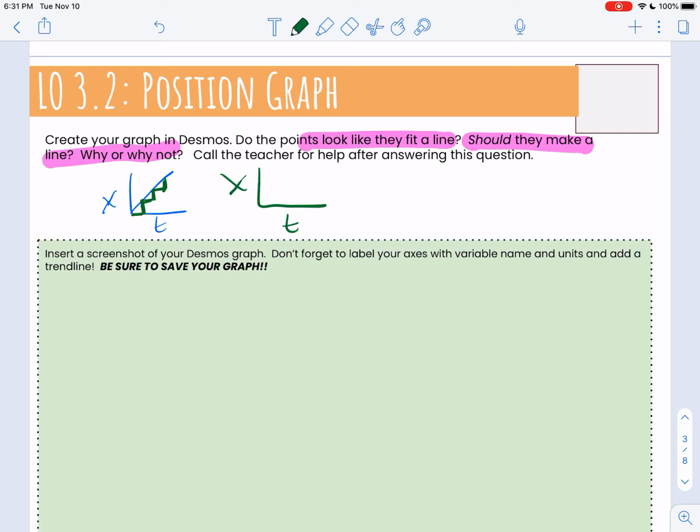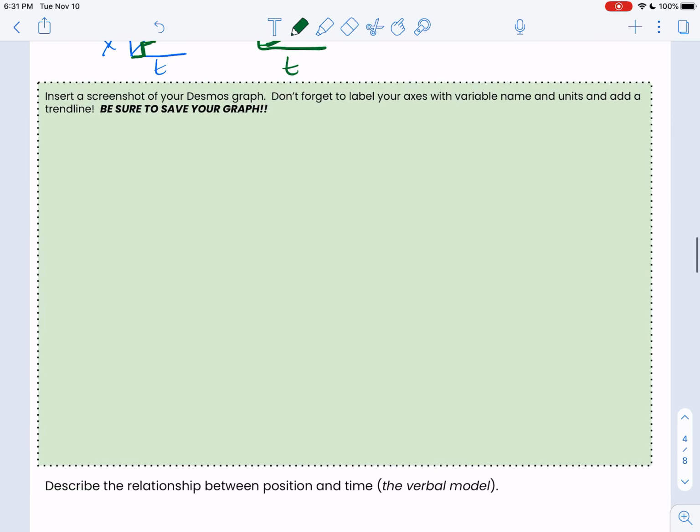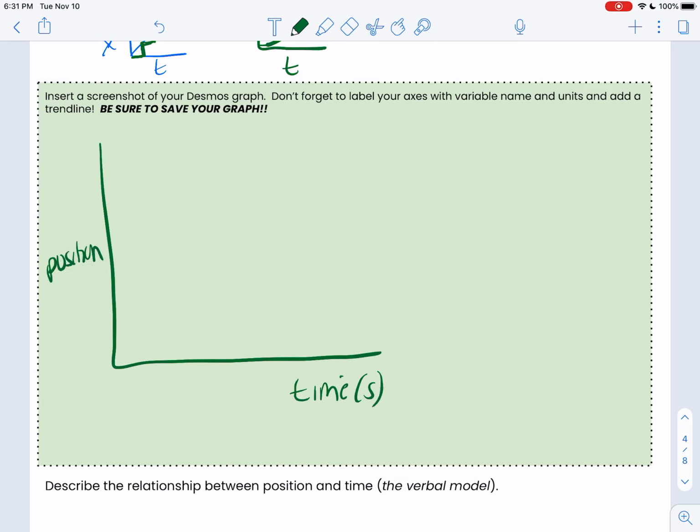In the graph that you see, it's going to be more of a curve. So your graph should look something like this. Make sure that you label these: position in, I think it's meters. It might be centimeters. I can't remember what it is in the graph.